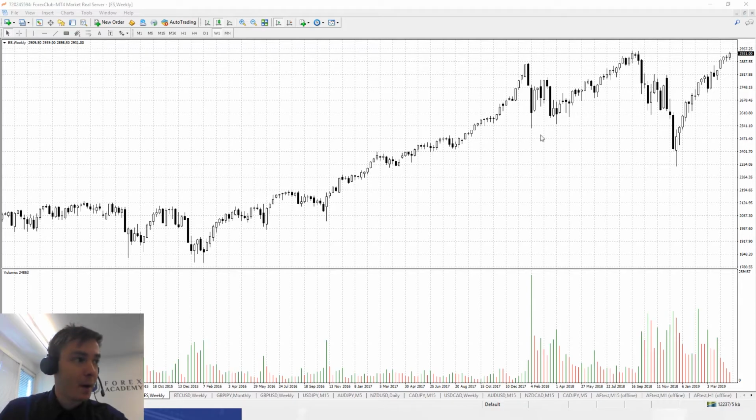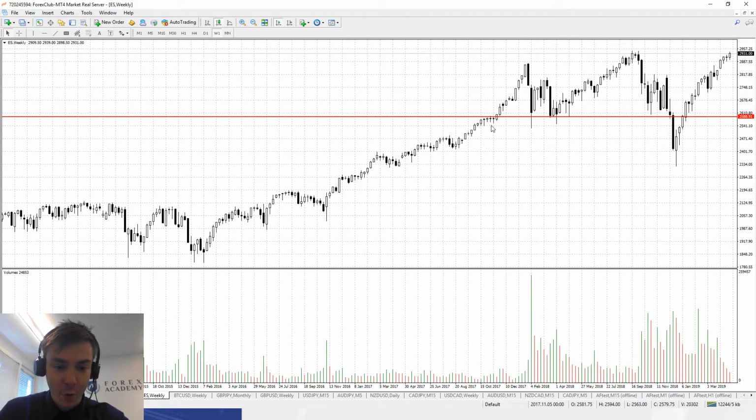So let's start with examples. I select S&P 500. We will find our key level support and resistance. The first one for me is this support because the market reacts on that, as you can see here.